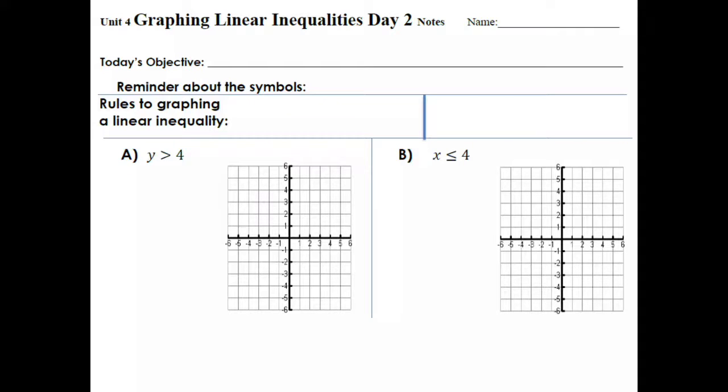Hey guys, welcome back. So today is day 2 for graphing linear inequalities. Now today's linear inequalities are not just going to be vertical and horizontal, there's going to be some diagonal ones. But before we do that, let's get some reminder on the symbols.